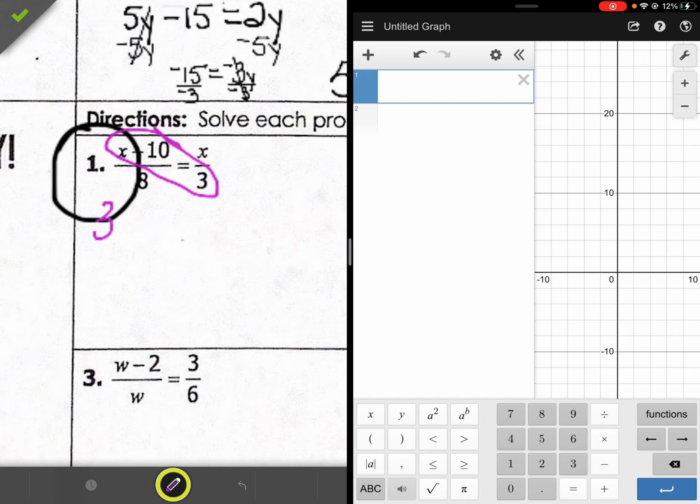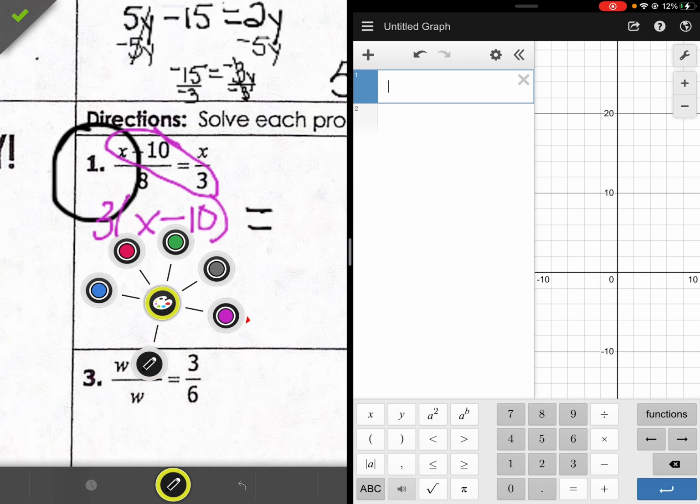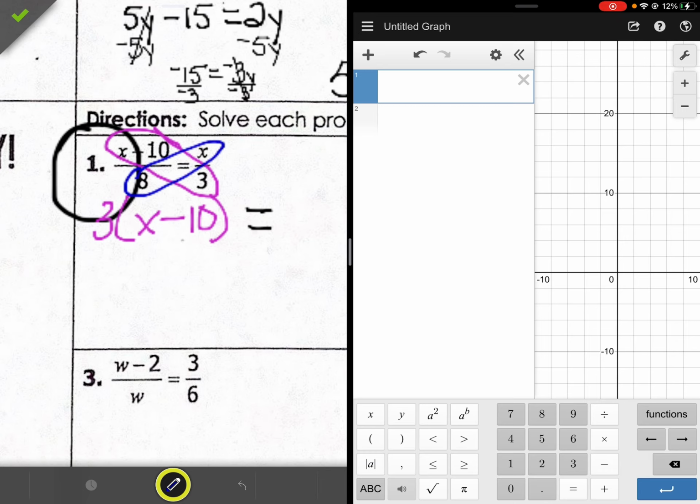So I'm going to say 3 times x minus 10, getting those in parentheses. And then I'm going to say equals, and then I'm going to do the other 2, 8 times x, which would just be 8x. Now I have to distribute. So I'm going to say 3 times x and 3 times 10. 3 times x, 3 times 10. So that's 3x minus 30.